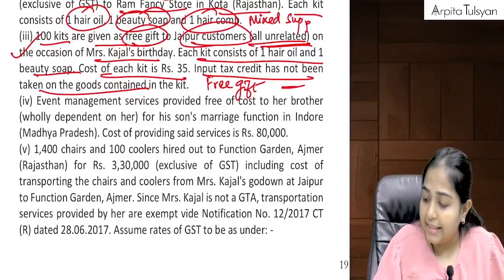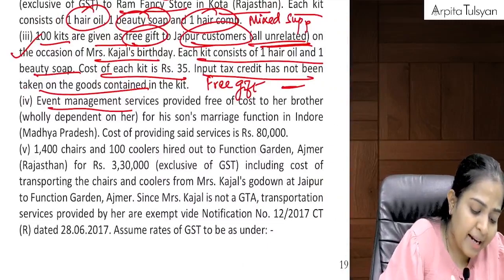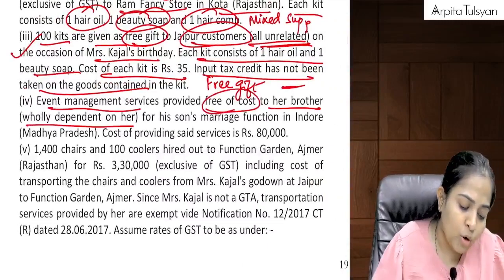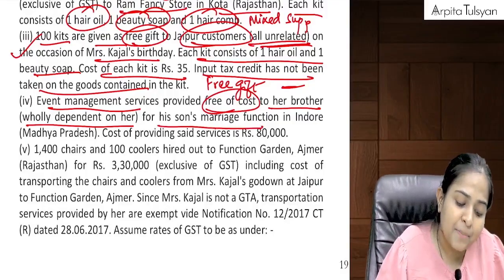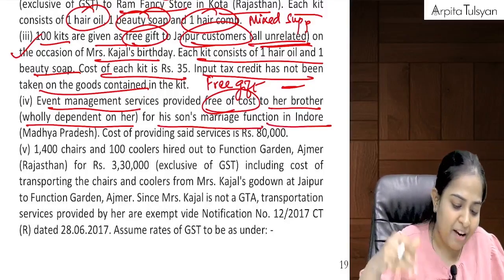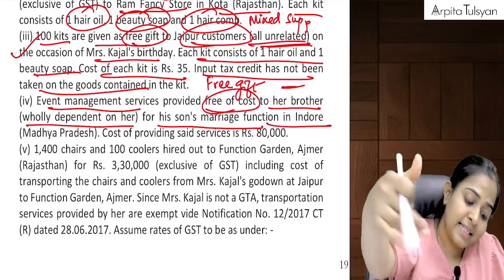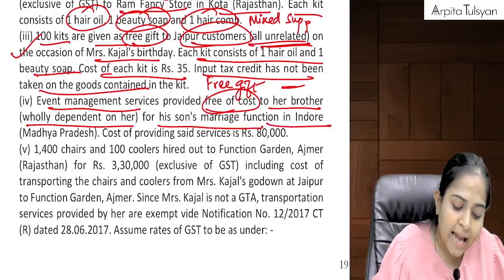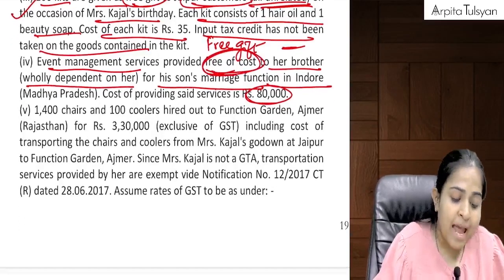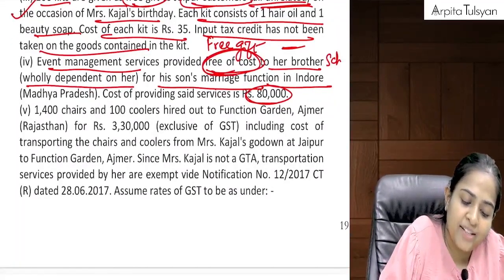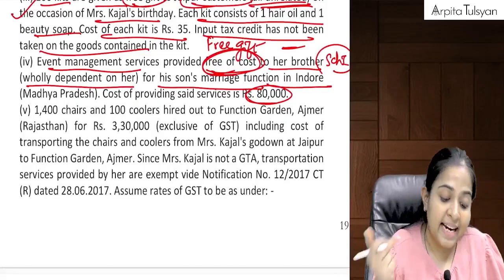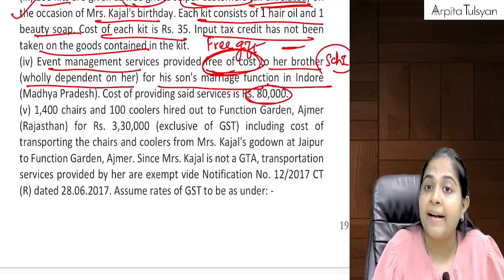Then event management services provided free of cost to her brother, wholly dependent, for his son's marriage function in Indore. For me it is my business, but I have provided it to my brother, and the cost of providing the service is 80,000, provided free of cost. Can we say no consideration is there? So I will check Schedule 1. Here I have provided it to my related person, brother, fully dependent.